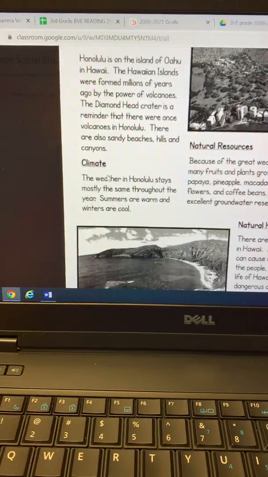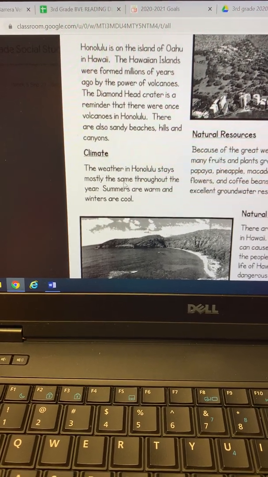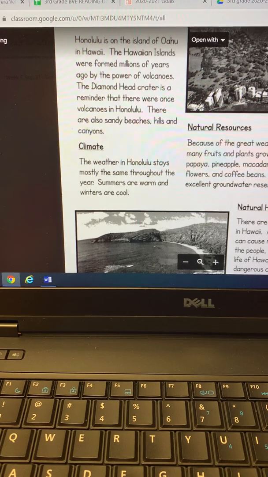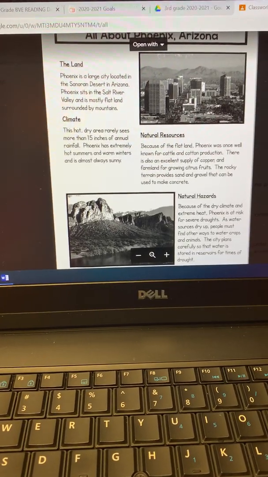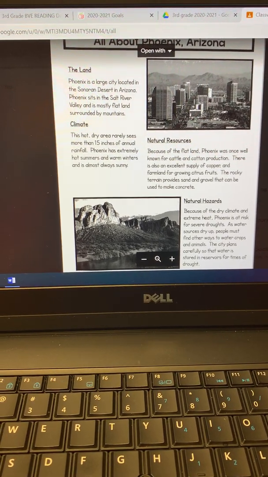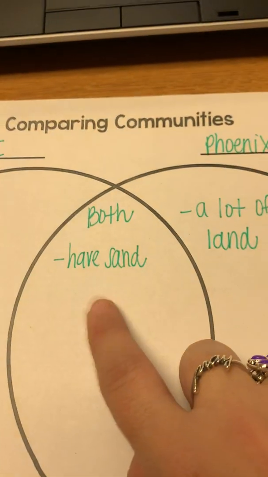Excuse me. So the next thing that you might want to do to help you out is go through the climate. After you go through the climate of Honolulu, go through the climate of Phoenix and think to yourself, is there anything that's the same between them? And if there is, you can put it under both.